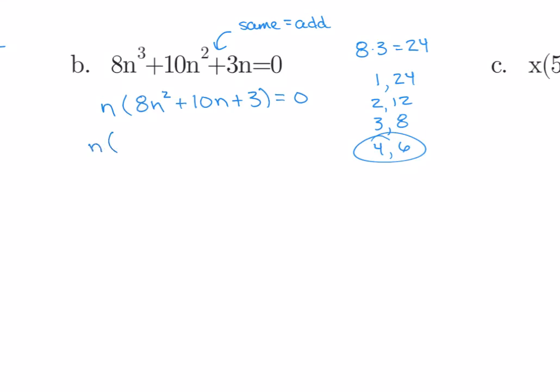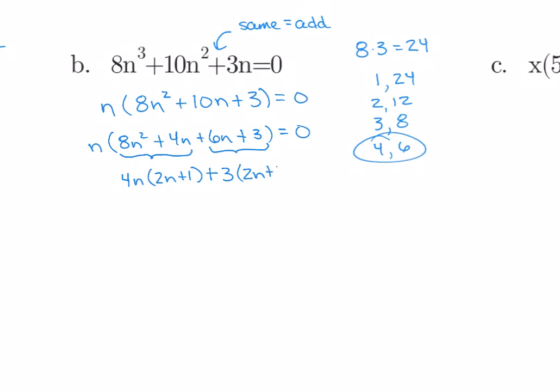All right, let's put it back in our problem. We get 8n squared. In order to get to positive 10, I want 4n plus 6n. And we bring down our plus 3 and our equals 0. All right, first set, first pair. We can factor out a 4n. I am left with 2n plus 1. The last two terms, I can factor out a 3, and I am left with 2n plus 1.